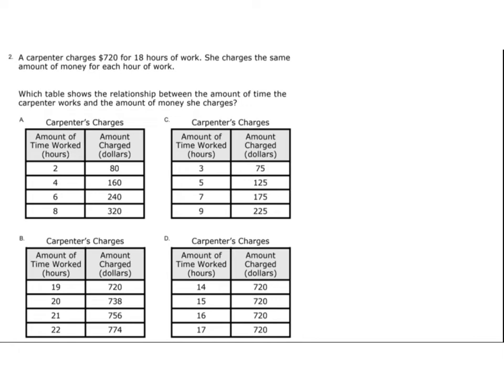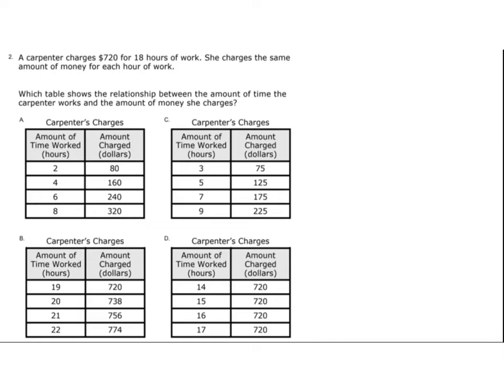It says a carpenter charges $720 for 18 hours of work. She charges the same amount of money for each hour of work. So when it says each hour of work, then I already know that I need to find out how much she charges for each hour. So which table shows the relationship between the amount of time the carpenter works and the amount of money she charges?